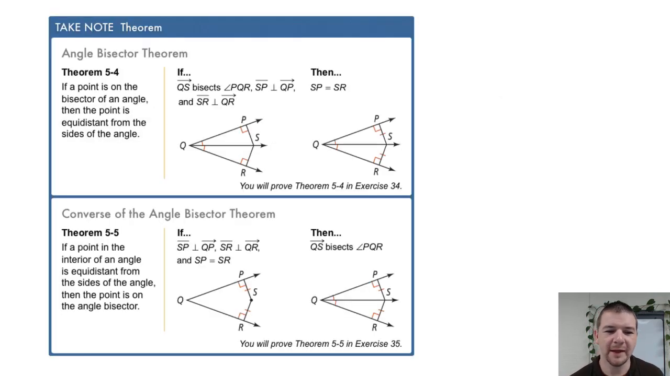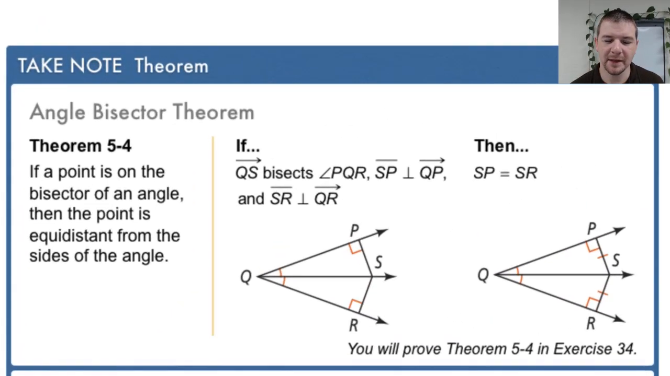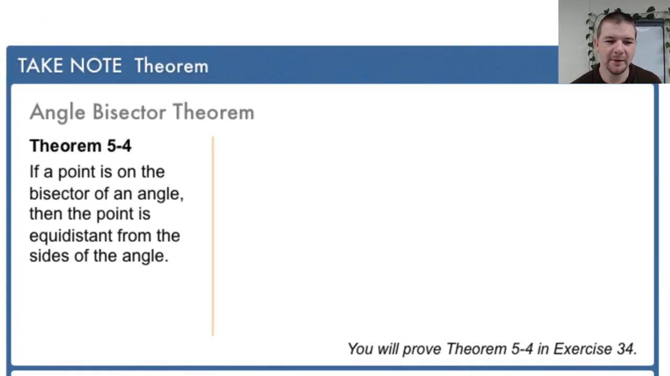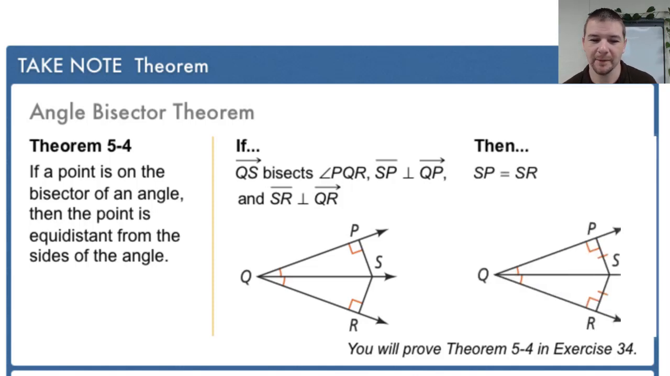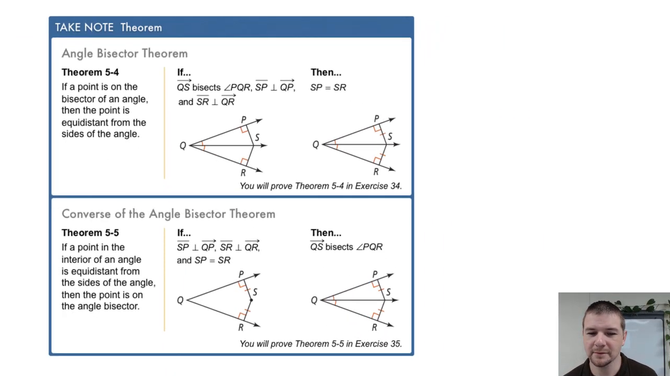Theorem 5.4, the angle bisector theorem, states if a point is on the bisector of an angle, then the point is equidistant from the sides of the angle. If ray QS bisects angle PQR and segment SP is perpendicular to ray QP and segment SR is perpendicular to ray QR, then SP equals SR.